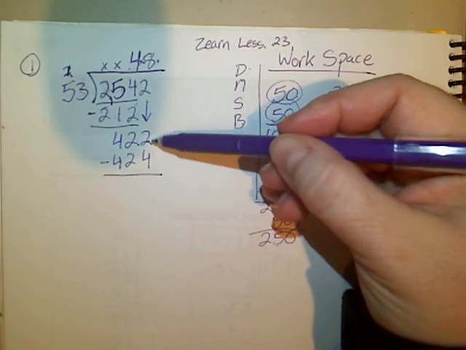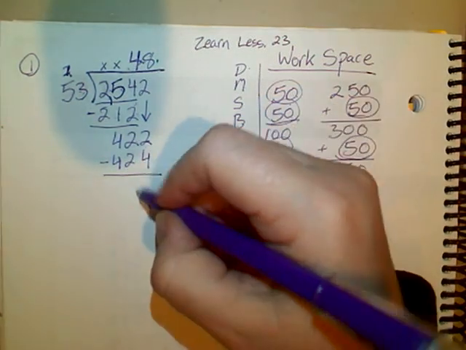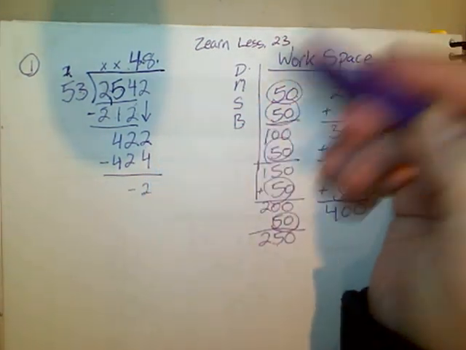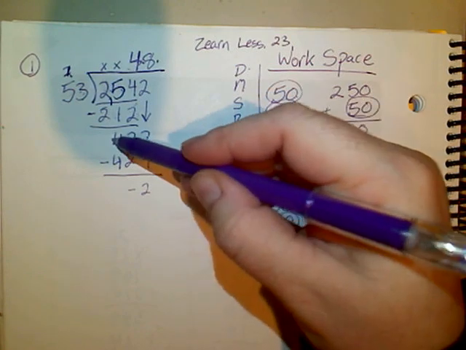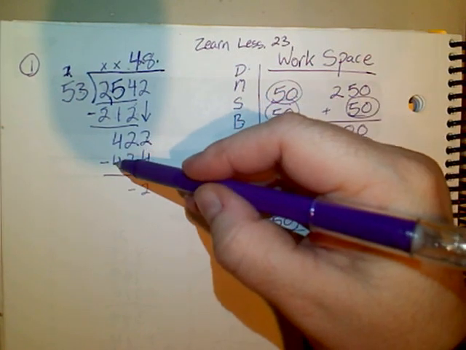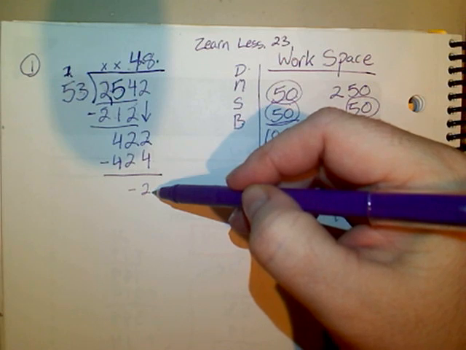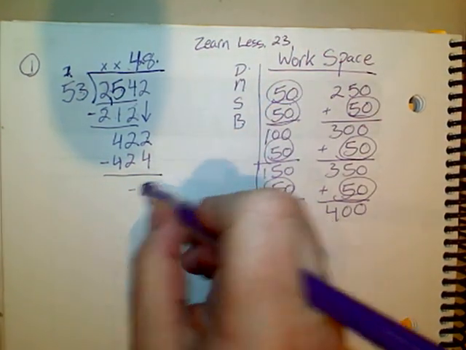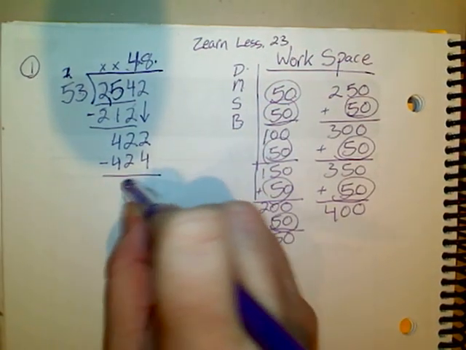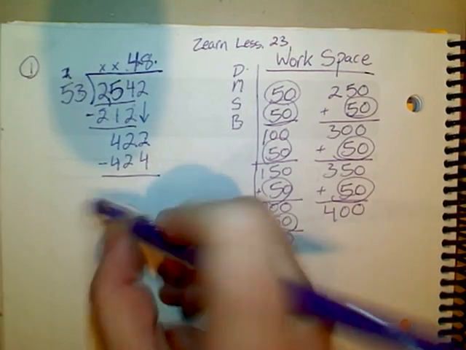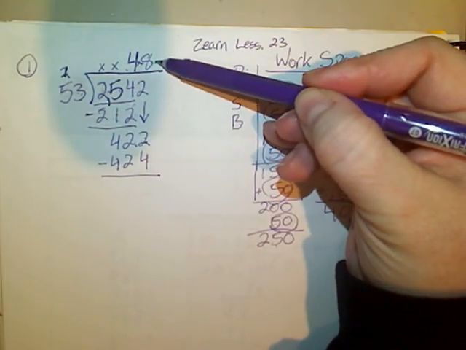This is actually an answer of negative 2. 422 take away 424 is a negative 2. That's not doable here in 5th grade. What's that mean, though? That means we don't have enough to make a whole group. And we don't have enough to make 8 groups.